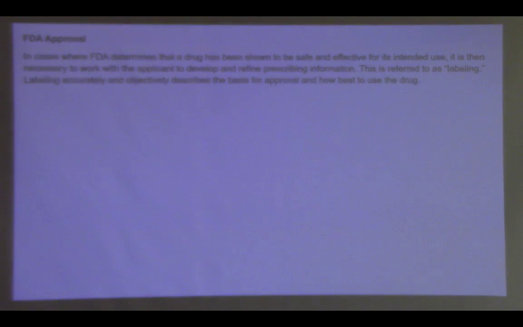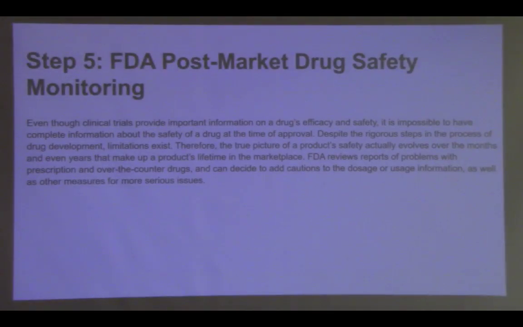Once it's approved, it's determined to be safe and effective for its intended use and necessary. They call it labeling. So we'll move past that.